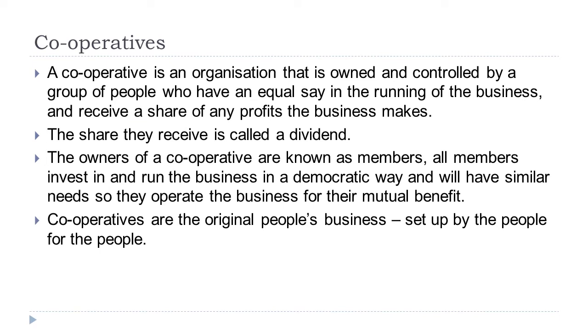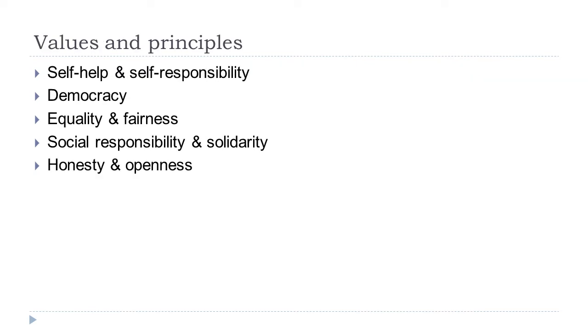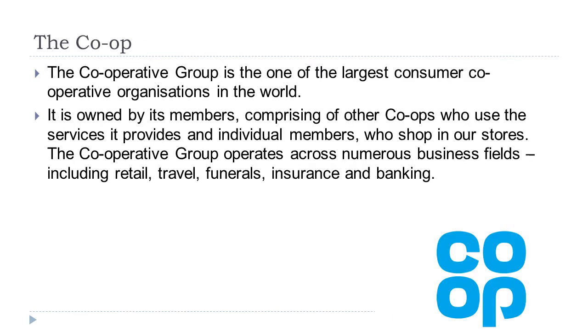Okay, so we move on to cooperatives. A cooperative is an organisation that is owned and controlled by a group of people who have an equal say in the running of the business. They then have a share of the profits of what the business makes. They call this a dividend. Owners of a cooperative are called members. The way that the co-op is set up, like the one in Lanny, is basically set up by the people. So they're a sort of value-based business where they take all these factors into consideration, probably over profit, which is why maybe you see Co-op is more expensive than if you went to Tesco.